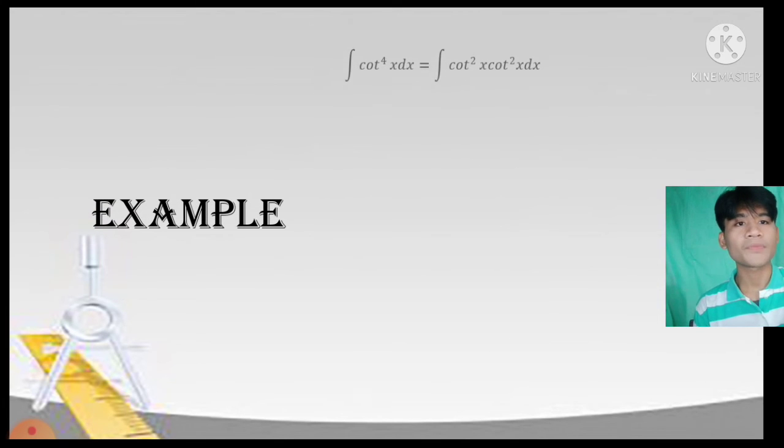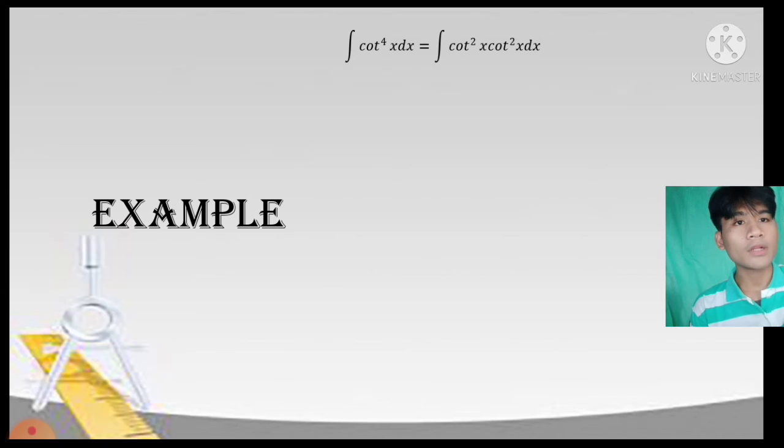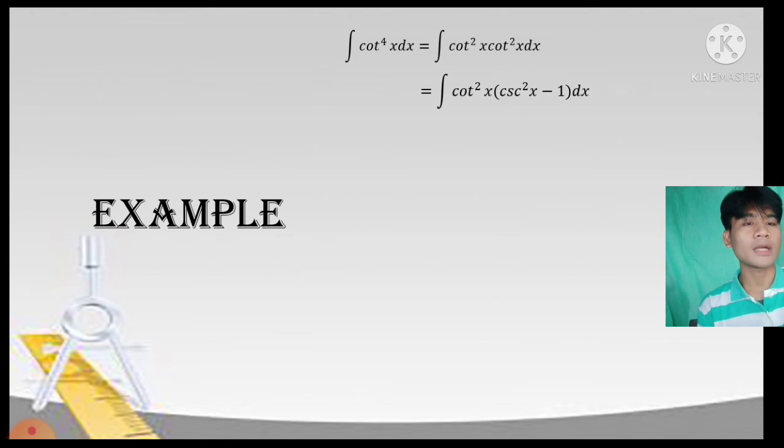Next, how about the integral of cotangent raised to the power of 4 of x dx. So first we have to rewrite the given. So we come up with the integral of cotangent squared x times cotangent squared x dx. And then we find the value of the other cotangent squared x. For the other one we come up with the integral of cotangent squared x quantity of cosecant squared x minus 1 dx.